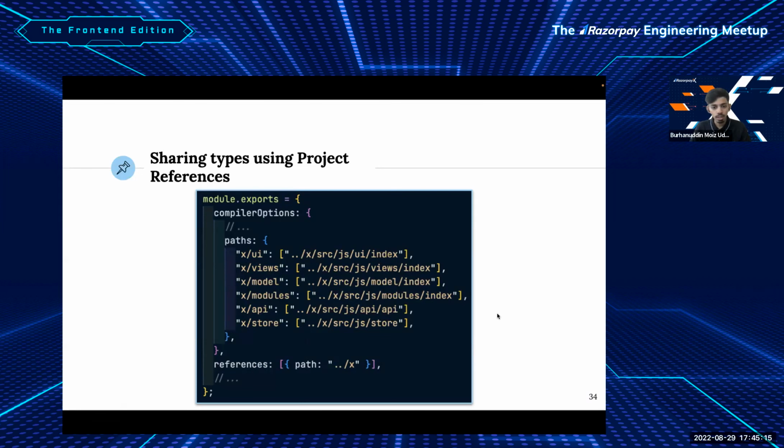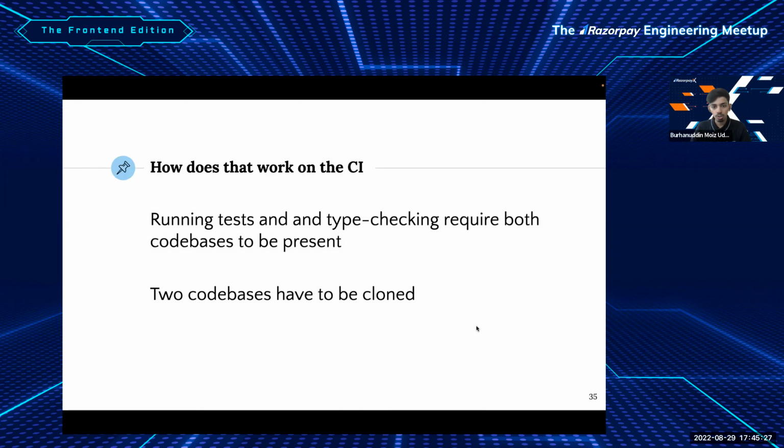Now, one question you are asking is, this works locally, right? I can just clone two repositories locally and enforce this directory structure, or I can put my code in a monorepo and enforce it that way. But how do we do it on CI? It's not very different.